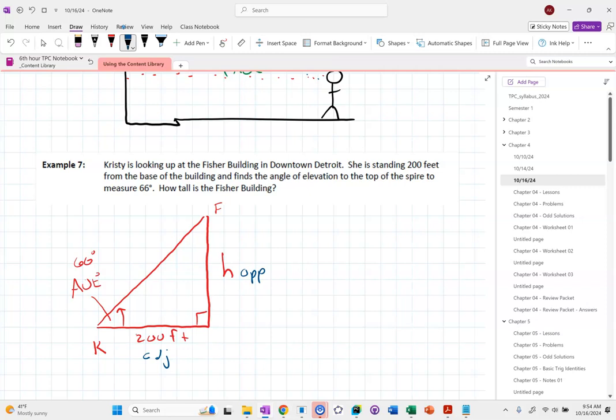So the trig function I should be using is, SOHCAHTOA, tangent, I heard somebody whisper. Start saying it louder, guys, so you can have some bragging rights. So tangent of 66 is equal to opposite over adjacent. Looks good. To solve for H, then, we'll multiply both sides by 200.